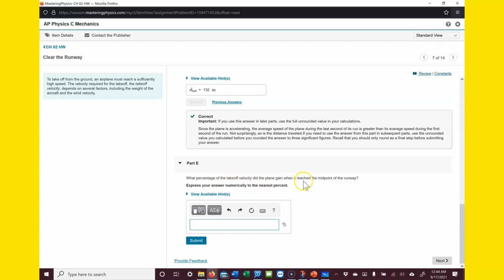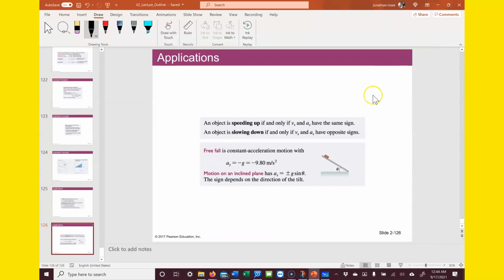What percentage of the takeoff velocity did the plane gain when it reached the midpoint of the runway? Okay, then the midpoint of the runway. Gotcha. Yeah, that's an interesting problem.